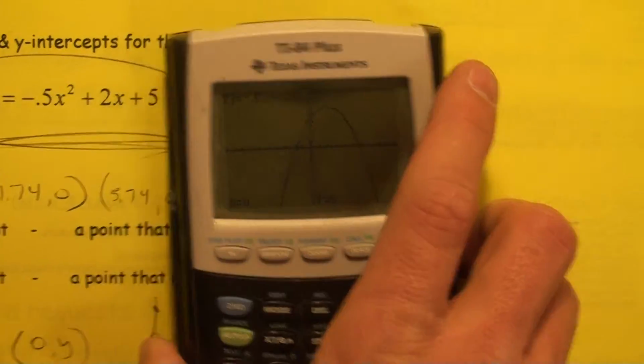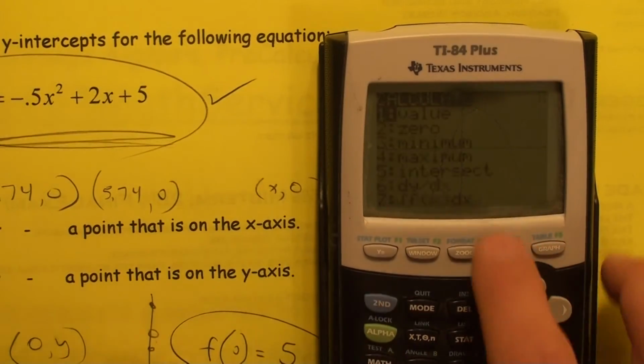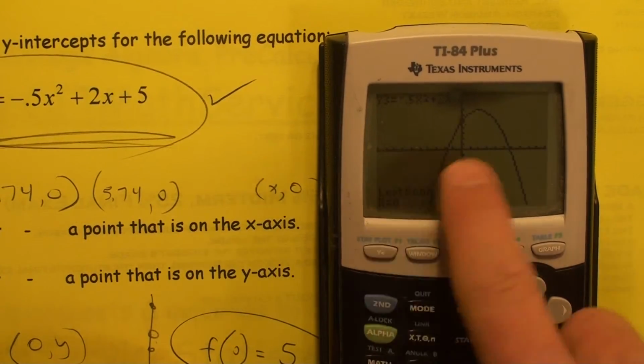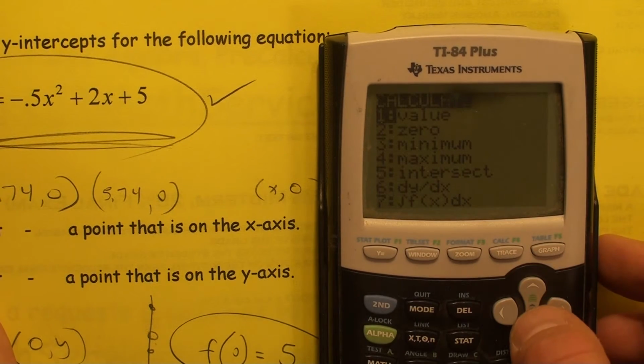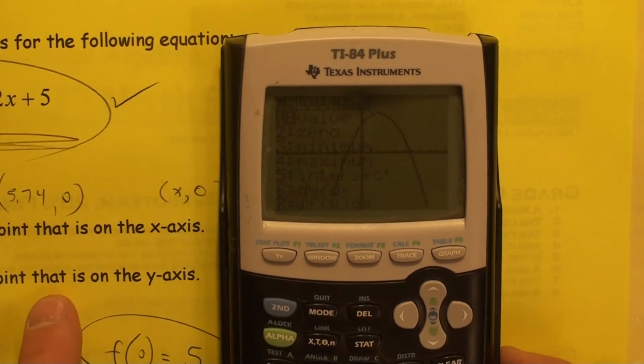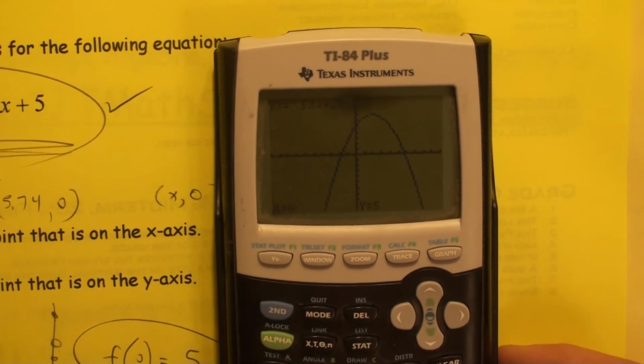So, to recap, to find X-intercepts, you're going to do the zeros, and you're going to do the left bound, right bound dance. To find a Y-intercept, you're going to do the calculate menu, press enter on value, and actually type in the number 0.